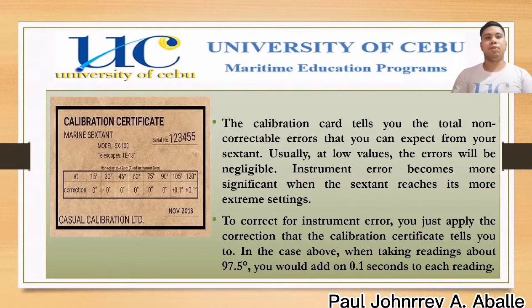Instrument error becomes more significant when the sextant reaches its more extreme settings. To correct for instrument error, you just apply the correction that the calibration certificate tells you to. In the case above, when taking readings above 97.5 degrees, you would add 0.1 seconds to each reading.